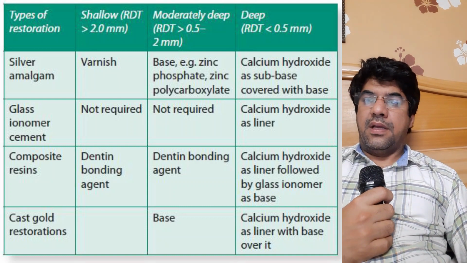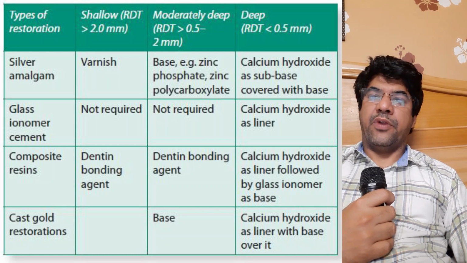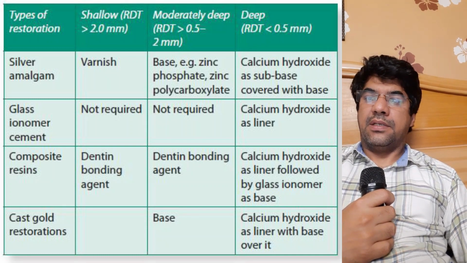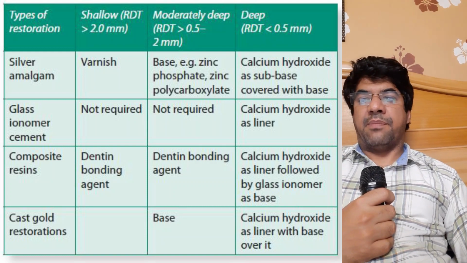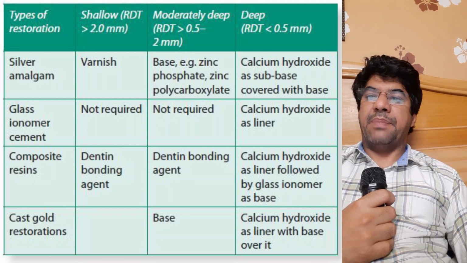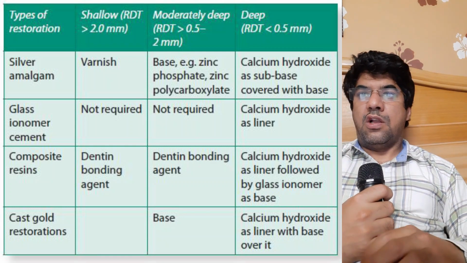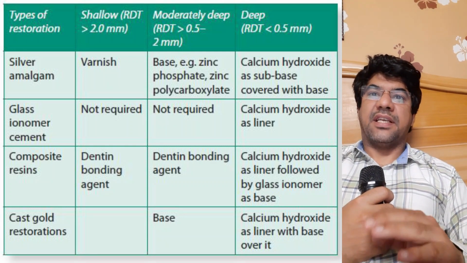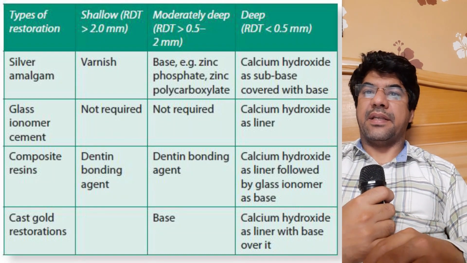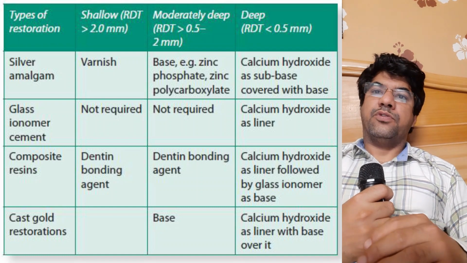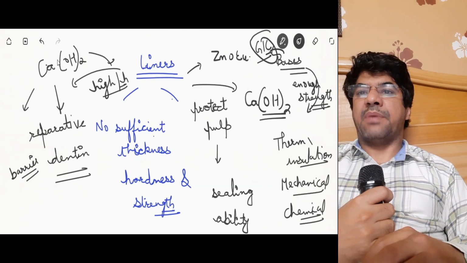In the case of deep cavities using a restoration like glass ionomer cement, we use calcium hydroxide as a liner. In the case of deep cavities with composite resins, we use calcium hydroxide as a liner followed by a GIC base, and over it a composite restoration can be given. So remember, bases have sufficient strength to withstand the forces of mastication and condensation of the permanent restoration. The commonly used bases are zinc oxide eugenol, zinc phosphate cement, GIC, and calcium hydroxide cement.